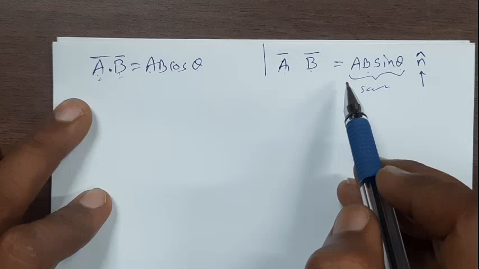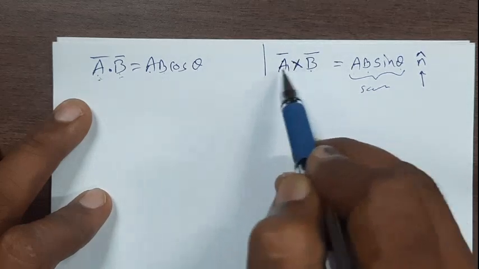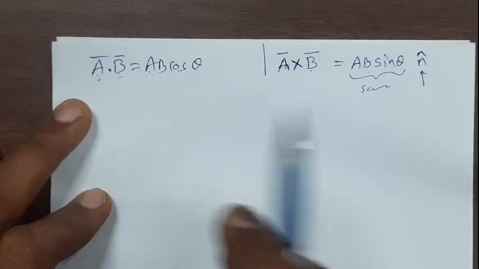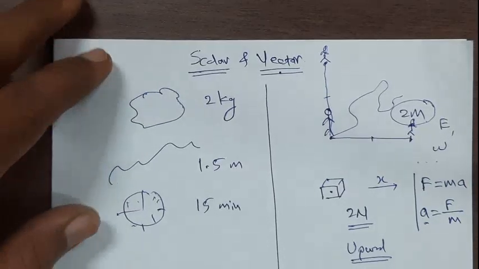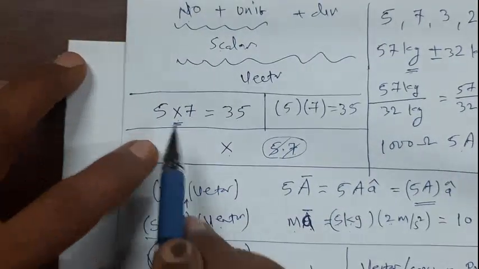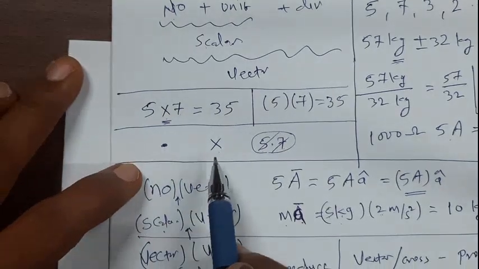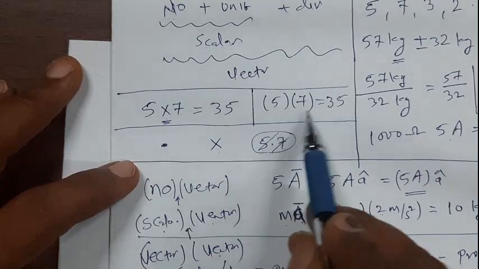And how is it represented? It is represented by a cross in between A bar and B bar, and therefore it is known as the cross product. Now, last time we observed that it is meaningless to write the dot or cross between 5 and 7. It is better to write it as 5 and 7, something like this.